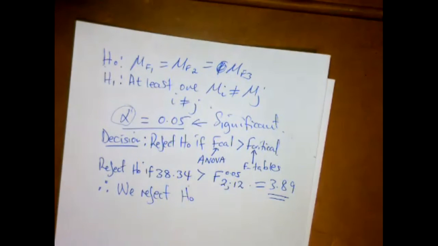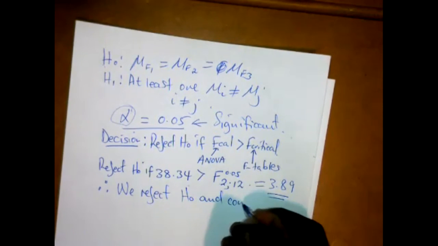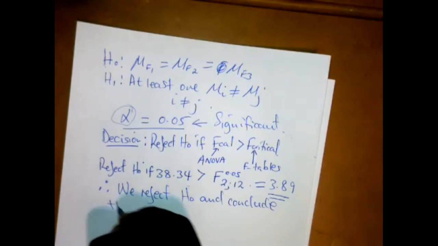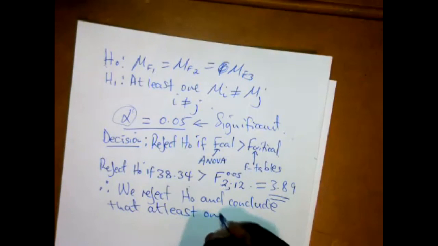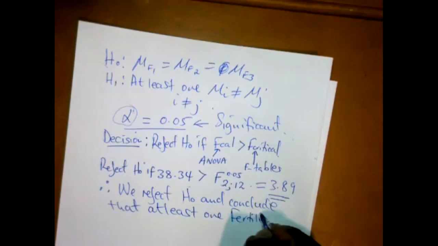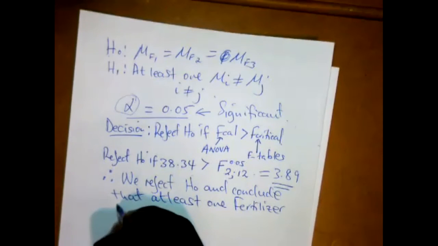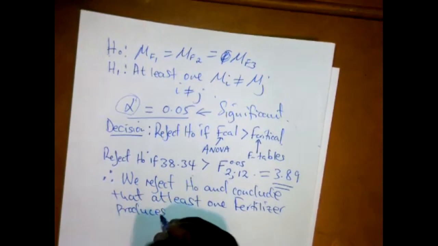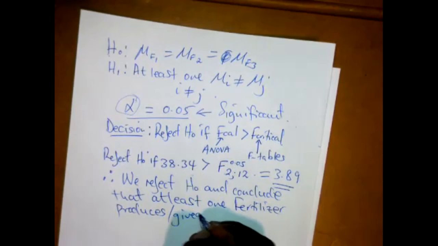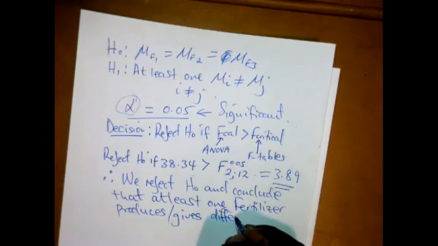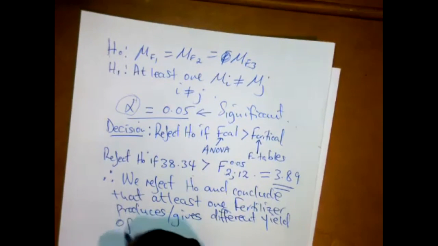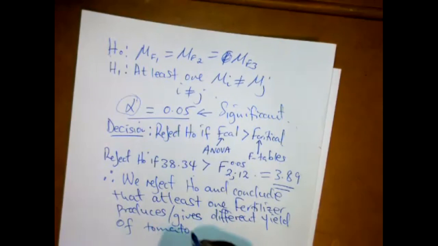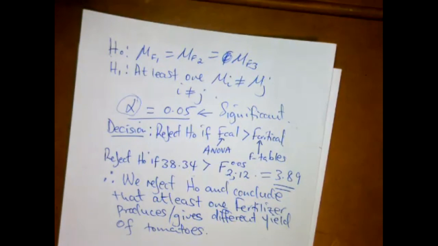But when we say we reject H naught, that is not a conclusion. We need to conclude. And then we conclude that at least one fertilizer produces or gives different yield of tomatoes. This is our conclusion.